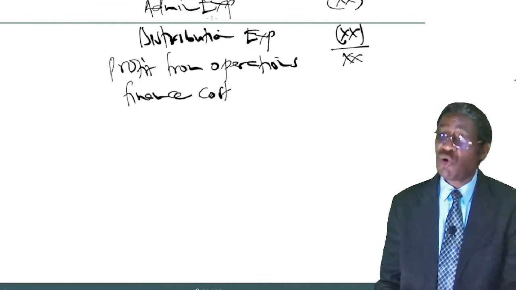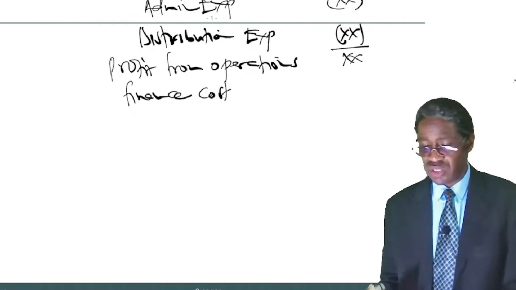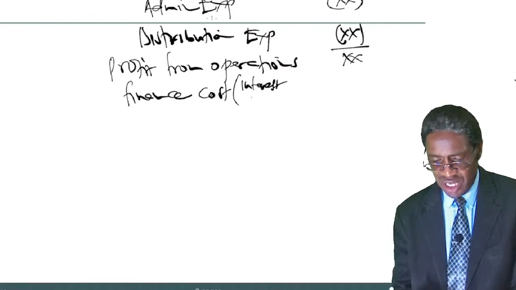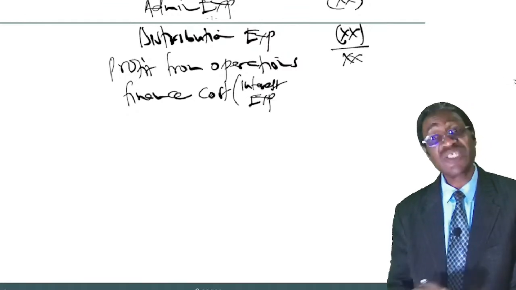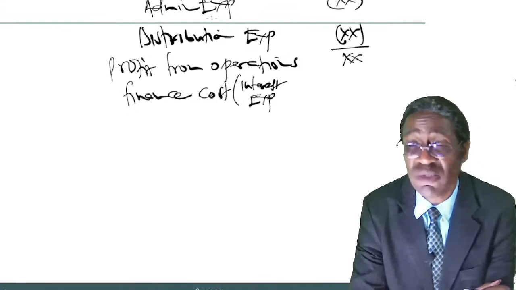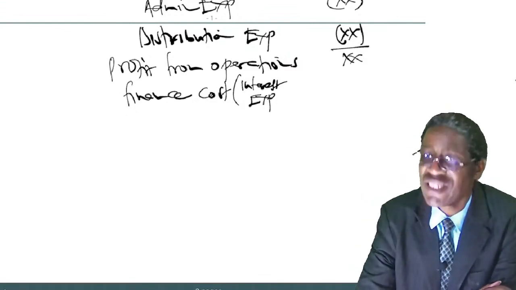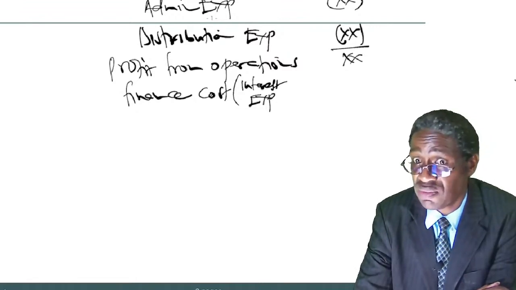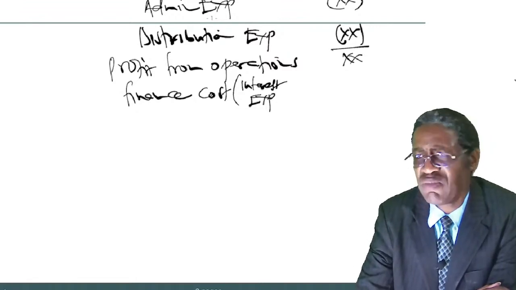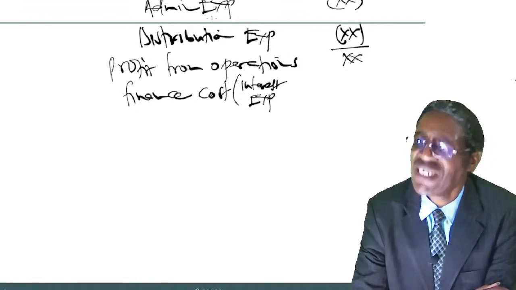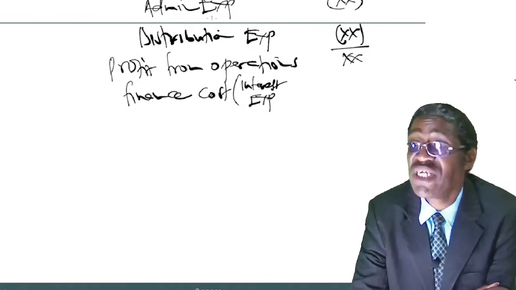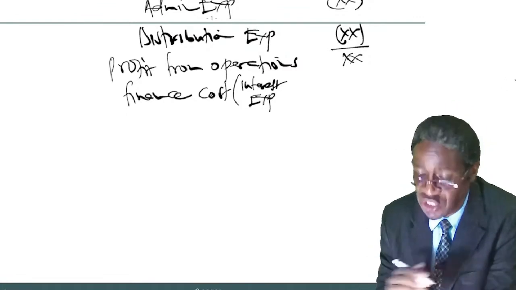One example of a finance cost is what we call the interest expense. Maybe interest on loan, interest on debentures, and so on. That is one example of a finance cost. Please tell me, what is another example of a finance cost when it comes to published accounts?